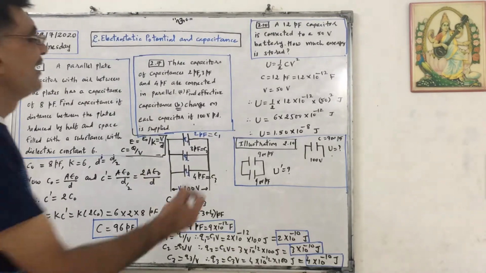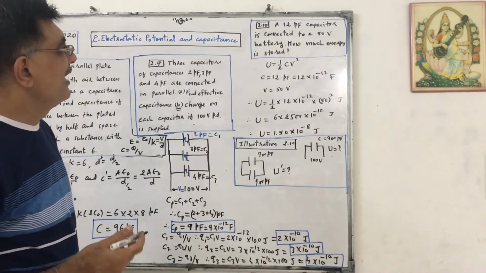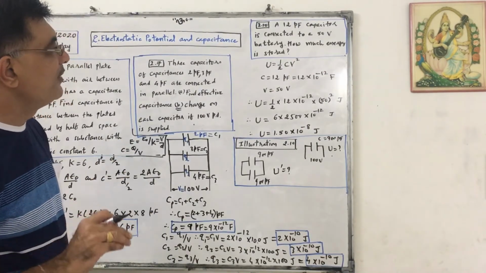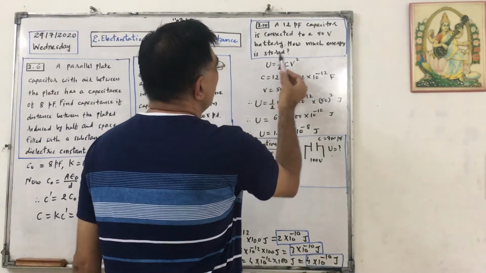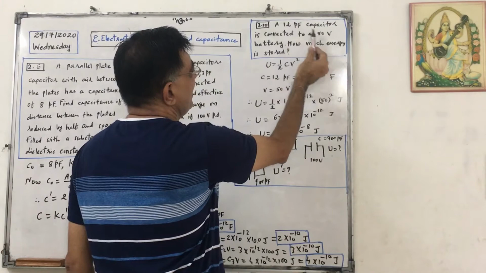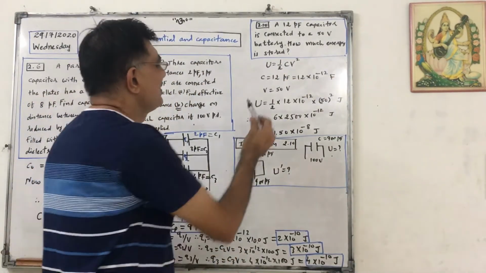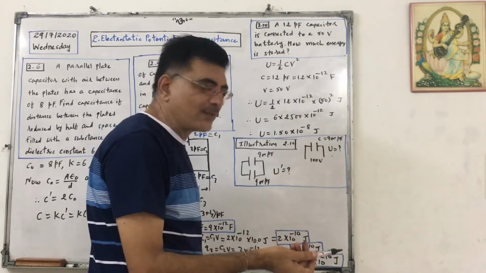Now exercise problem number 2.10. A 12 picofarad capacitor is connected to a 50 volt battery. How much energy is stored? See, we know that here they have given us C and V. We have the formula U equals 1 by 2 CV square. So C is 12 picofarad, but we have to convert it to farad. So 12 into 10 raised to minus 12 farad.